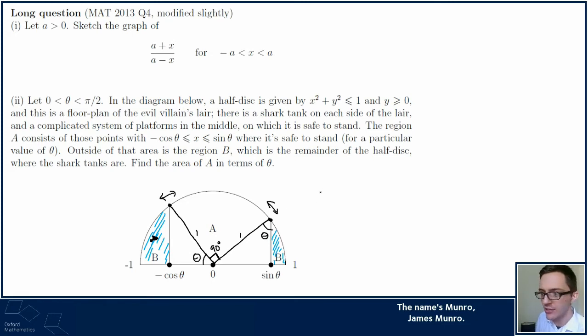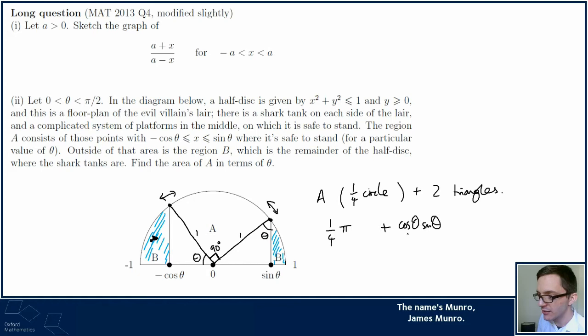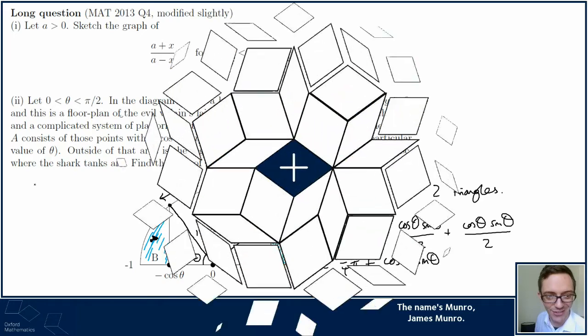I'm going to think of A in terms of a quarter of a circle plus 2 triangles. Okay, if that makes sense. Two triangles, quarter of a circle. I can write down the area of that, and that's 1/4 of pi r squared. R is 1, and then the triangles have area, I guess this is cos theta, this is sine theta, cos theta, sine theta over 2, plus another cos theta sine theta over 2. So the area of A is 1/4 pi plus cos theta sine theta, I think, if I've got the area of a triangle right.